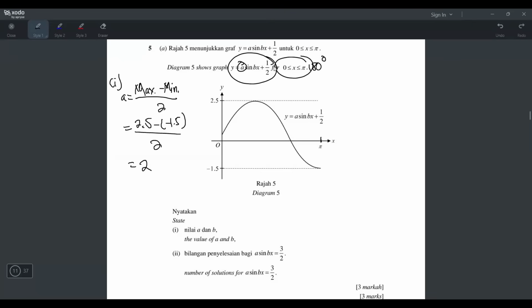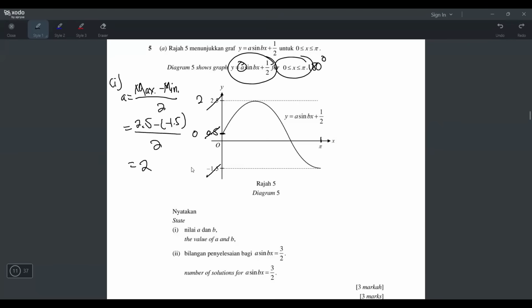Another way to explain is, because this graph already moved up 0.5, this is 0.5. So what you can do is reverse the process. You go back down, because the whole graph moved up already. So you minus 0.5, right? Then you get 2 here, and here you get 0, and here you get negative 2. Then you can see the amplitude is really 2, right?